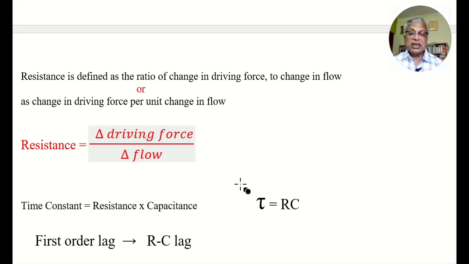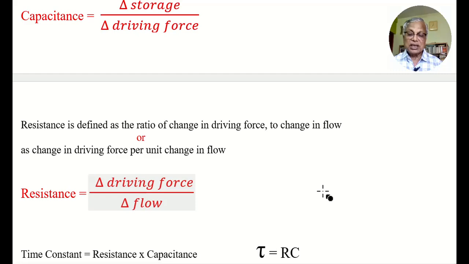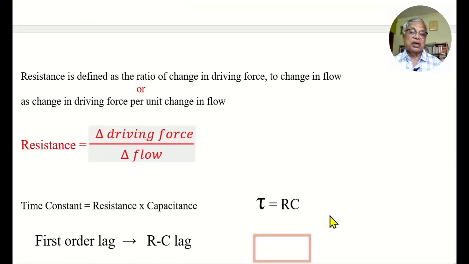By the way, in an electrical circuit, an RC circuit, you have resistance and capacitance. That is the basis for the terminology used here, and that also is an RC lag, a first order lag. Anyway, we are concentrating on chemical processes. The RC in the electrical circuit is the basis for using them here. So first order lag is also known as RC lag.